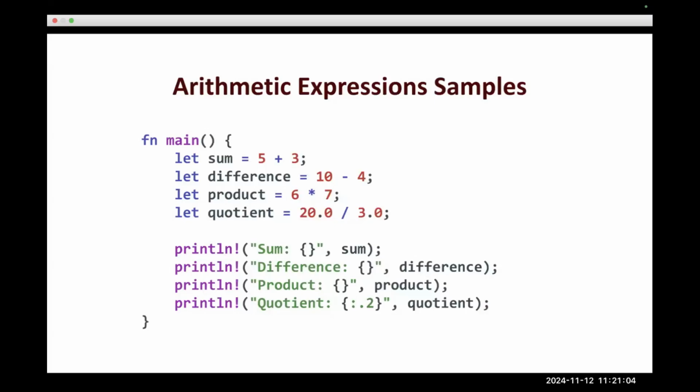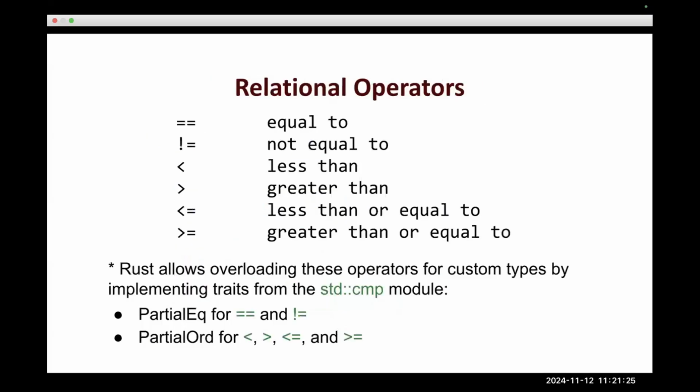Okay, so this is a straightforward mathematical computation. And again, as you can see, we use let. Rust is doing automatic type inferencing. So sum will be automatically assigned as an integer, difference will be an integer, product will be an integer, and quotient will be a float. That's done by Rust at the compilation level.